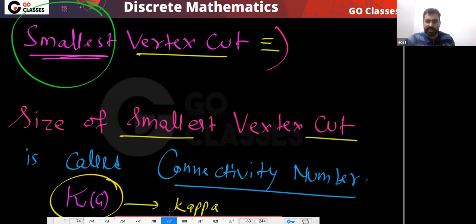In Shaktiman there is a character Kapala. Have you seen Shaktiman in your childhood? In Shaktiman there is a concept Kapala. Anyway, this is kappa. This is not Kapala. This is kappa, the symbol for the connectivity number.